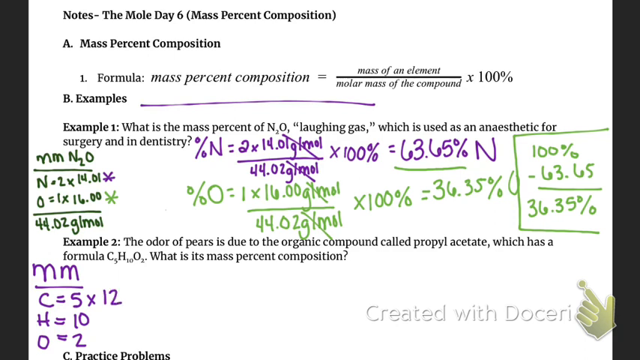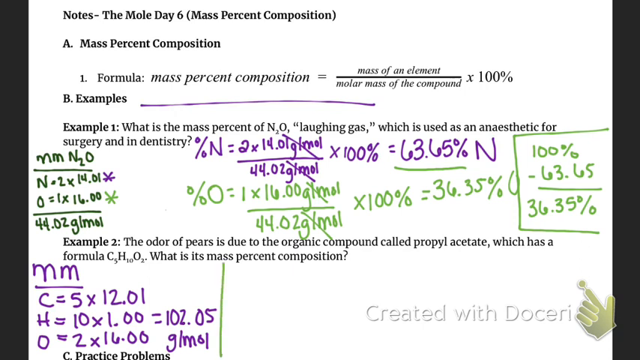Carbon's molar mass is 12.01. Hydrogen will use 1, and oxygen is 16. Again, here we're going to multiply and add it up. I get a grand total mass of 102.05 gram per mole. So in this particular example, we're going to have 3 things to solve for.